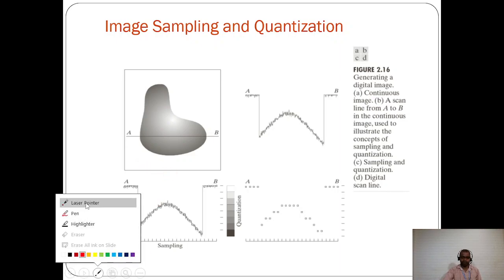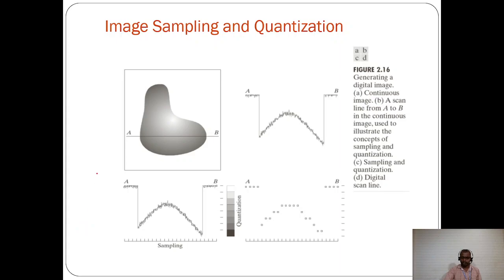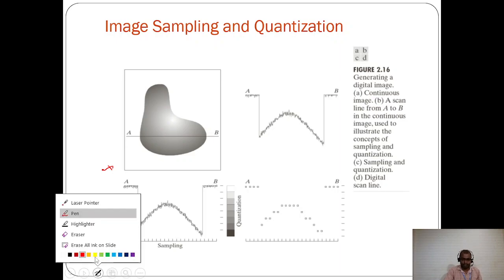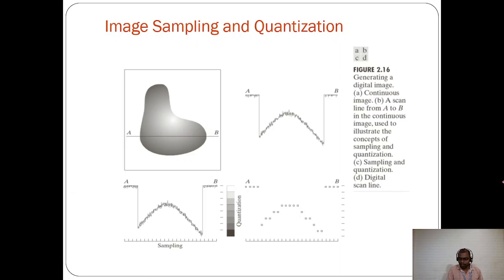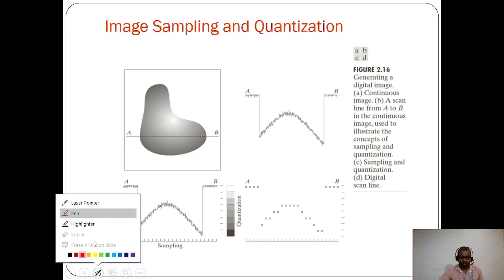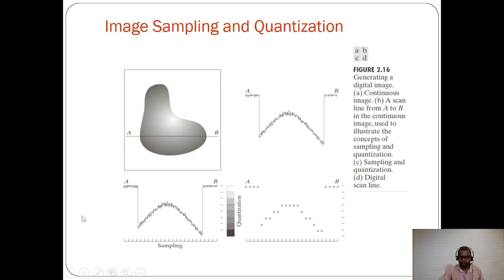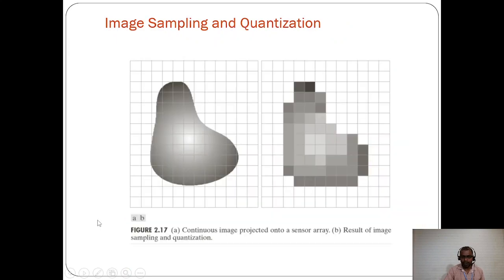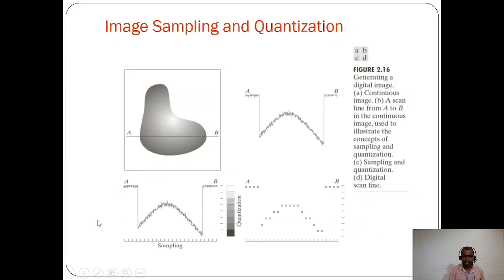We can also discuss the image: the image is f of x comma y. Here x comma y are the spatial coordinates, and f we can call the intensity of the particular image.